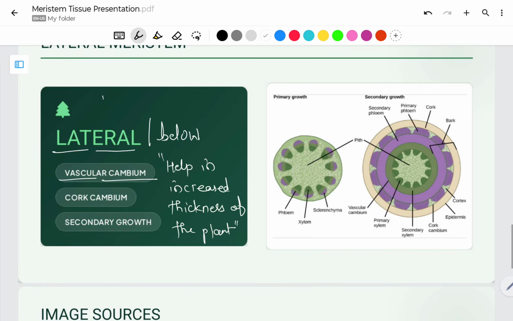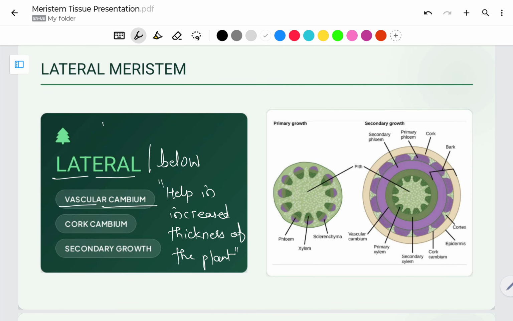These are the three types of meristematic tissue: apical meristem, lateral meristem and intercalary meristem. Tissue is basically of two types, plant tissue and animal tissue. Today we discussed only plant tissue, that is the meristematic tissue, and its three subtypes: apical, intercalary and lateral. Tomorrow we will discuss the remaining tissues. Thank you.